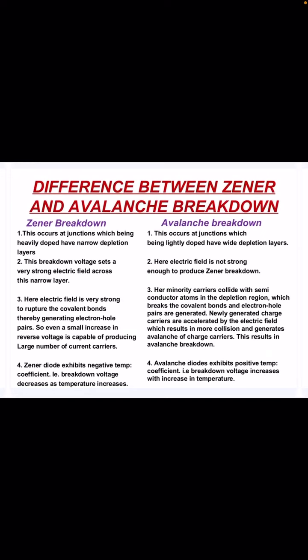What happens here? The minority carriers are accelerated and collide with the semiconductor atoms in the depletion region. Then the covalent bonds are broken again and electron hole pairs are generated. So in both phenomena, more electron hole pairs are generated, but the mechanism is different, and in both cases breakdown occurs. Zener and avalanche both result in very high current with very small change in the voltage.